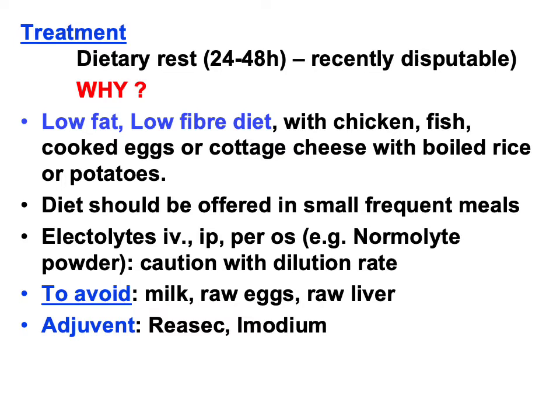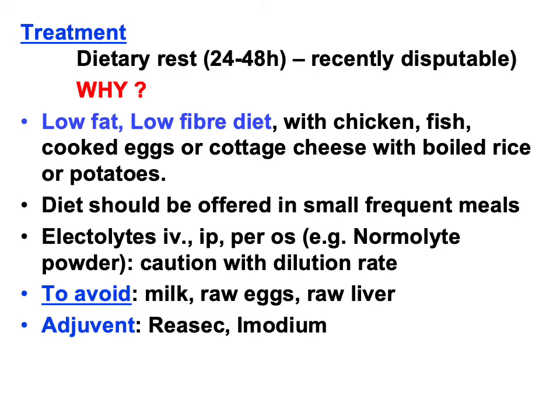We have to avoid the milk and the raw eggs. It is extremely interesting that the raw eggs and the raw liver can cause diarrhea, and the hard-boiled egg and the cooked liver can cause constipation. As an adjuvant, we can use Reasec or Imodium or other similar human medicines.